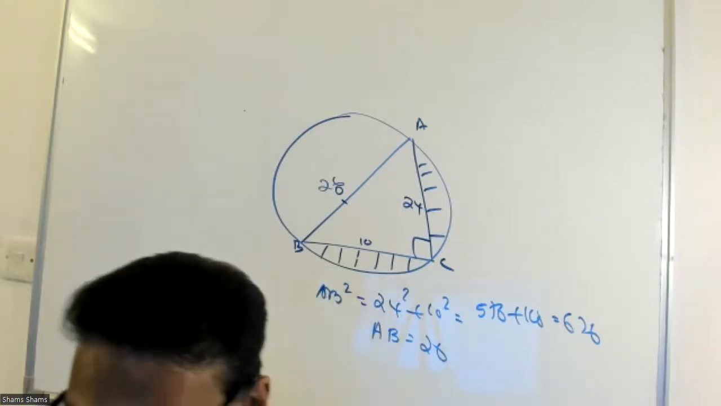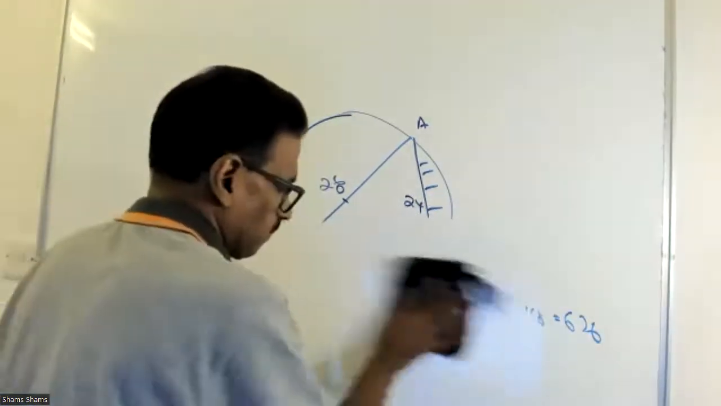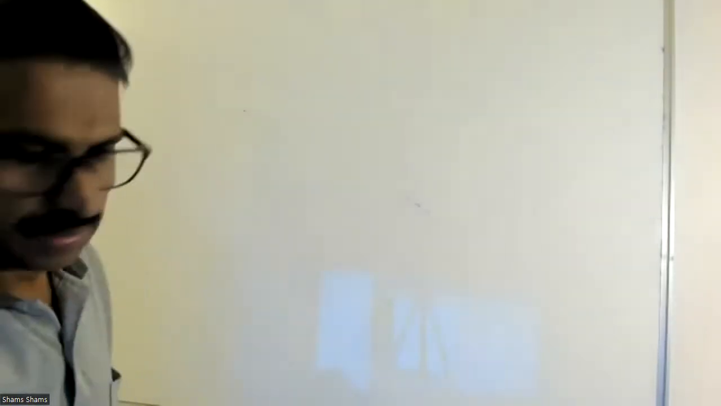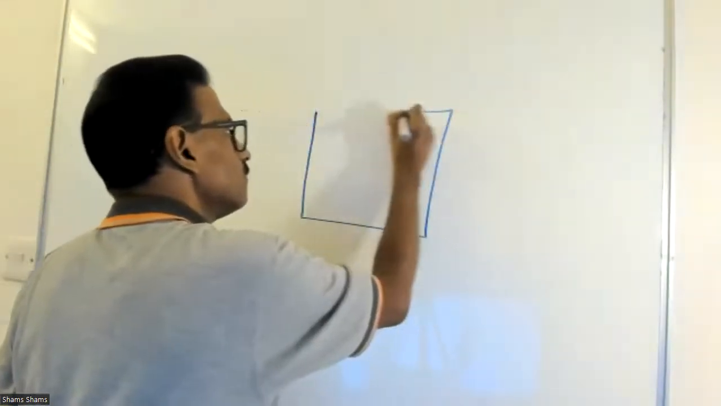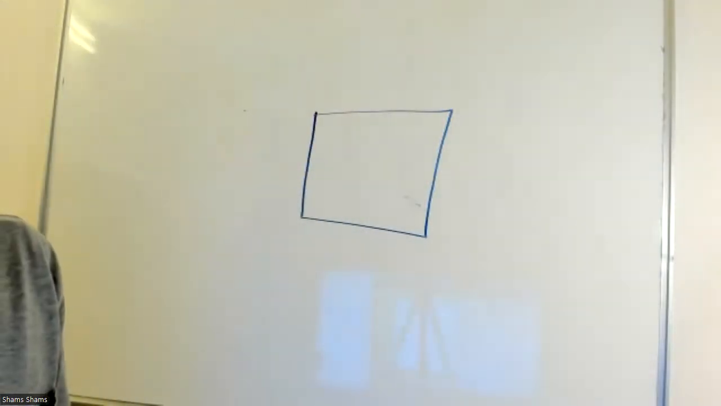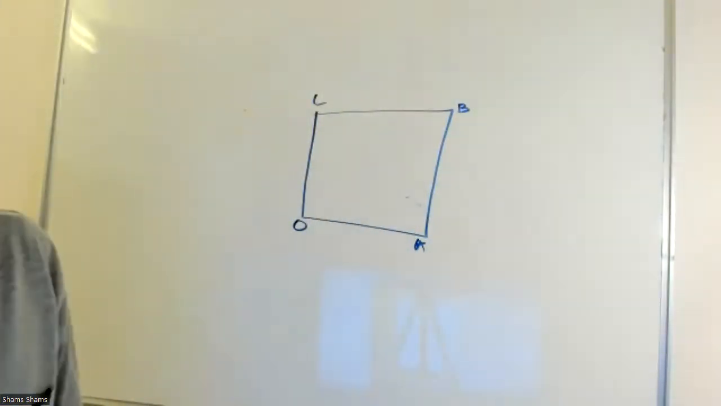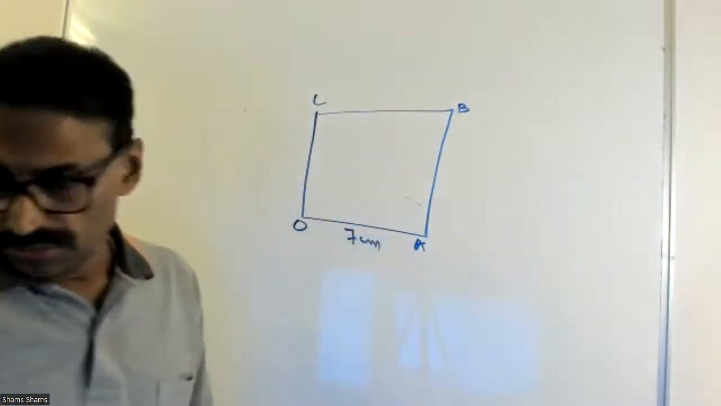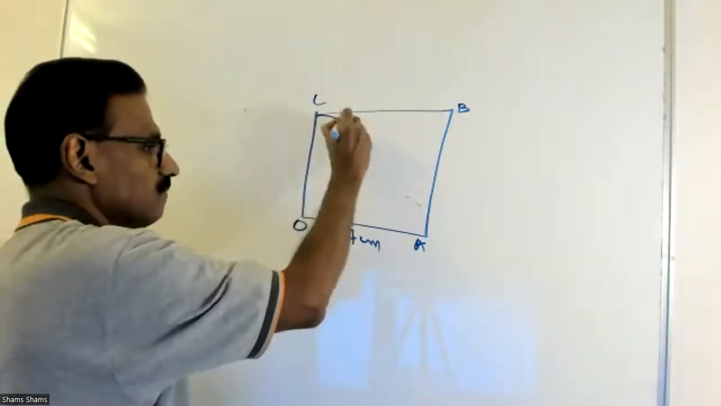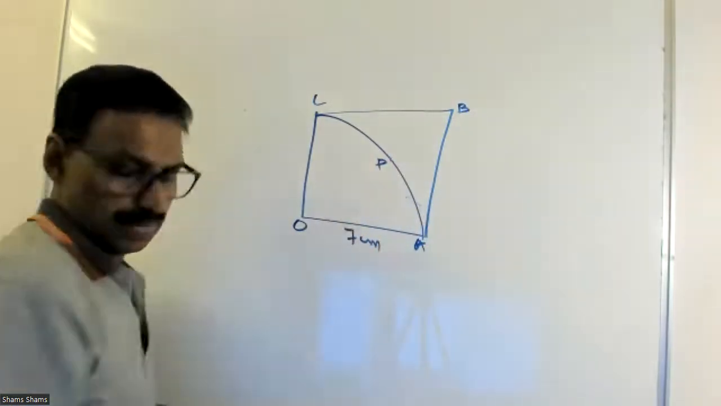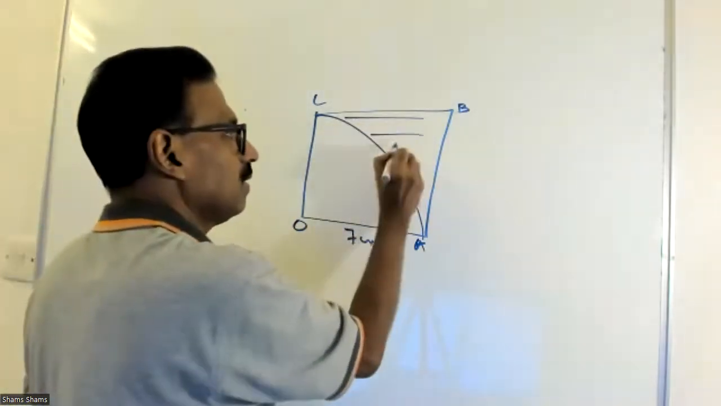Question number 21. Okay. OABC is a square of side 7 centimeter. OAPC is a quadrant of a circle. P is here. The center is O. Find the area of the shaded region. Okay. It's a very simple question.